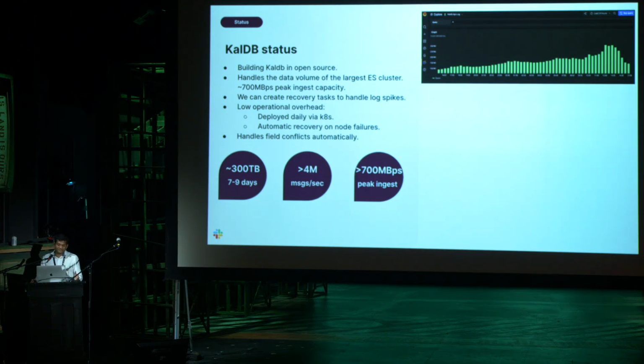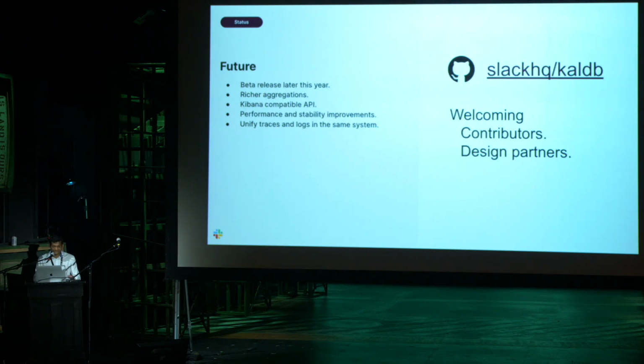We currently can create recovery tasks to handle log spikes. We have very low operational overhead. It's already deployed on Kubernetes, and we have replaced the entire cluster several times since without human intervention. We handle field conflicts automatically. This cluster manages about 300 terabytes of data. We have a bigger cluster coming up. We ingest about 4 million messages per second, and that's the peak ingest capacity of 700 Mbps right now.